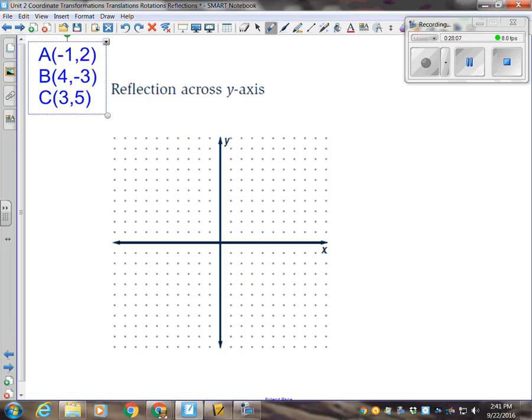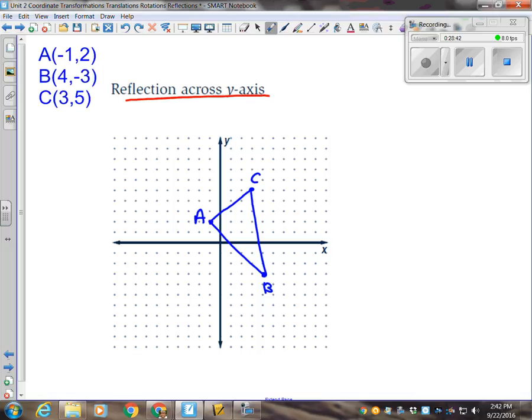So I'm going to pick up my pencil. I'm going to plot point A at -1, up 2. B is at 4, -3, so over 1, 2, 3, 4, down 1, 2, 3. And then C is at 3, 5, so I'm going to come over 3 and up 1, 2, 3, 4, 5. If I make my triangle, this is point A, this is point B, and this is point C. That's going to be your beginning triangle every time on this particular side of the lesson. Okay? Every time, it's going to ask me to do something with that picture.